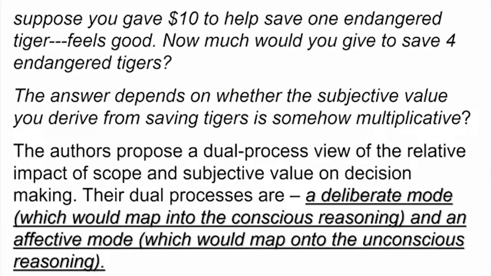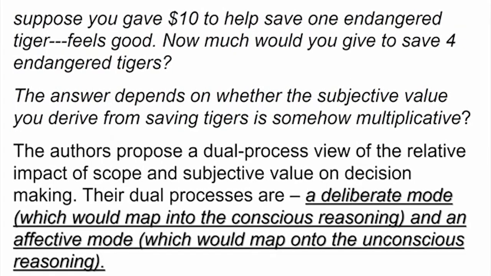Now, the authors propose a dual process view of the relative impact of scope and subjective value on decision making. They say that people make these kinds of decisions under 2 different modes. There is a mode called the deliberative mode, which maps onto conscious reasoning. When you are in a deliberative mode, if somebody says saving 1 tiger is $10, you would provide $40 for 4 tigers, because you reason that 1 tiger requires $10, so 4 tigers will be 10 times 4, which is 40.